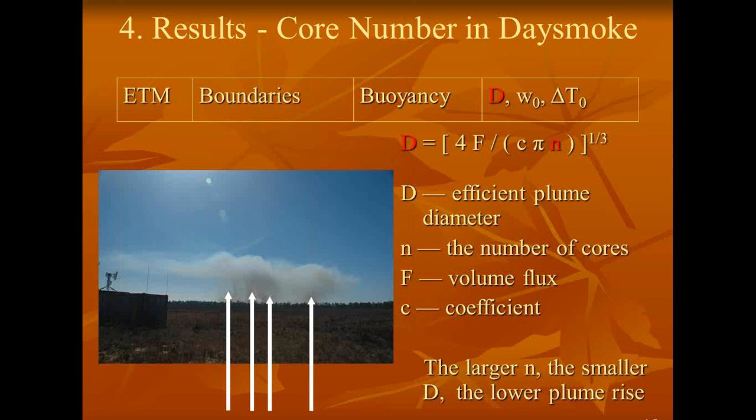Because the energy released from the burn is distributed among these different cores, the energy may be smaller for each individual core, so the plume rise might be smaller than if we only consider one single plume. Gary Achtemeier developed this idea and also included this property in the DEAD smoke calculation.